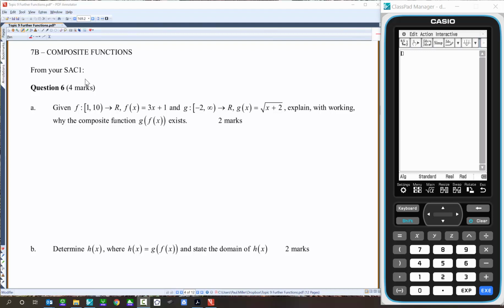Okay, so we're going to revisit composite functions today. So this was from, well, not your SAC one, but SAC one 2019. So let's just quickly review that problem. Many of you will have probably done it at some point this year.